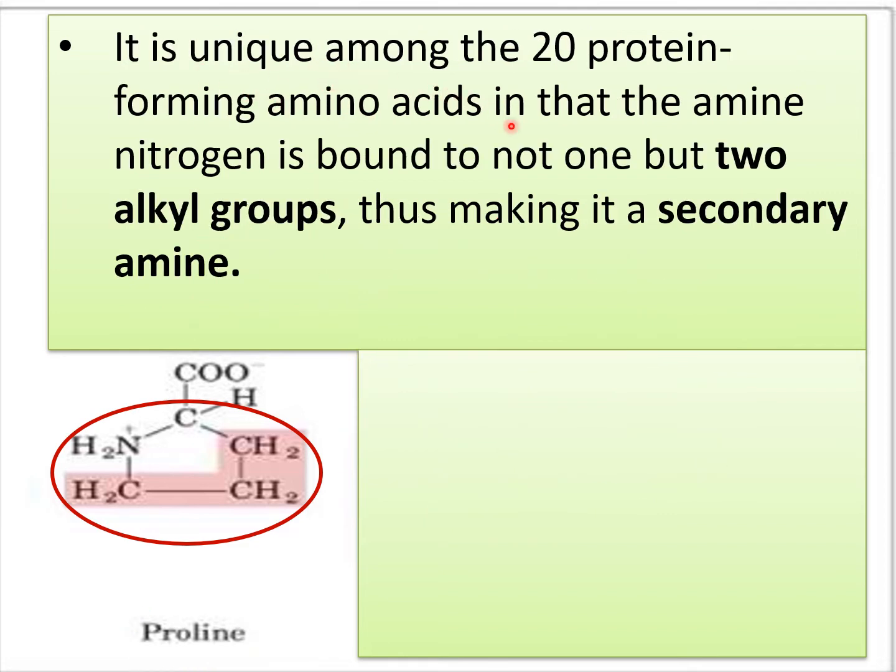Proline is unique among the 20 protein-forming amino acids in that the amine nitrogen, which is this one, is bound to not only one but two alkyl groups. So this is the first alkyl group that is attached to your amine nitrogen, and this is the second alkyl group that is attached to your amine nitrogen. And since there are two alkyl groups attached to your amine nitrogen, it makes the amine nitrogen a secondary amine.